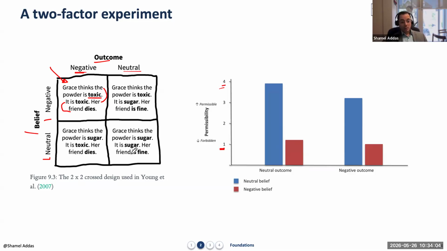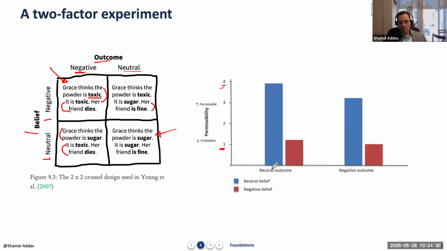Okay. Now the belief could be neutral and the outcome neutral. So Grace thinks the powder is sugar, and it's actually sugar, and her friend is fine. So people in that group would also rate the outcome. And then we have the mix, right? So the belief is negative. So Grace thinks it's toxic, but it turns out to be sugar. Her friend is fine. And here the belief is neutral. So Grace thinks it's sugar, but it's not sugar. It's toxic, and her friend dies. Okay.